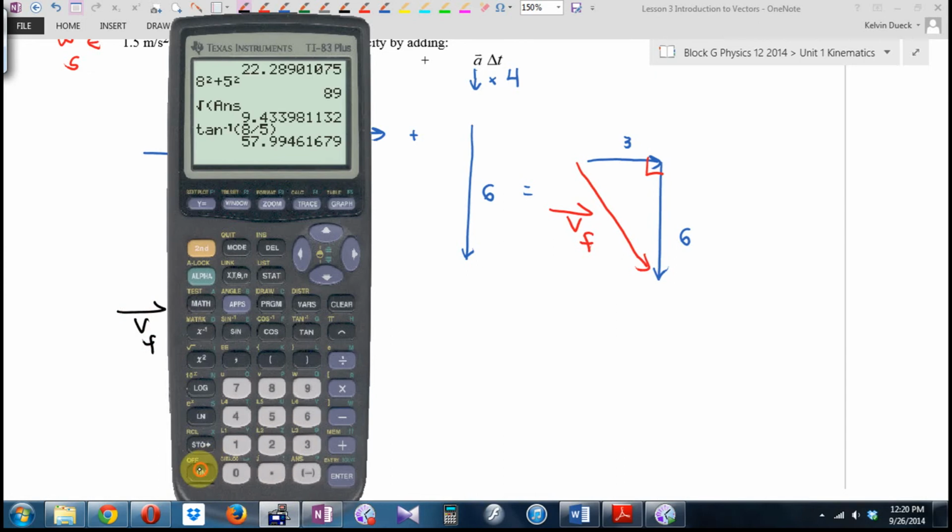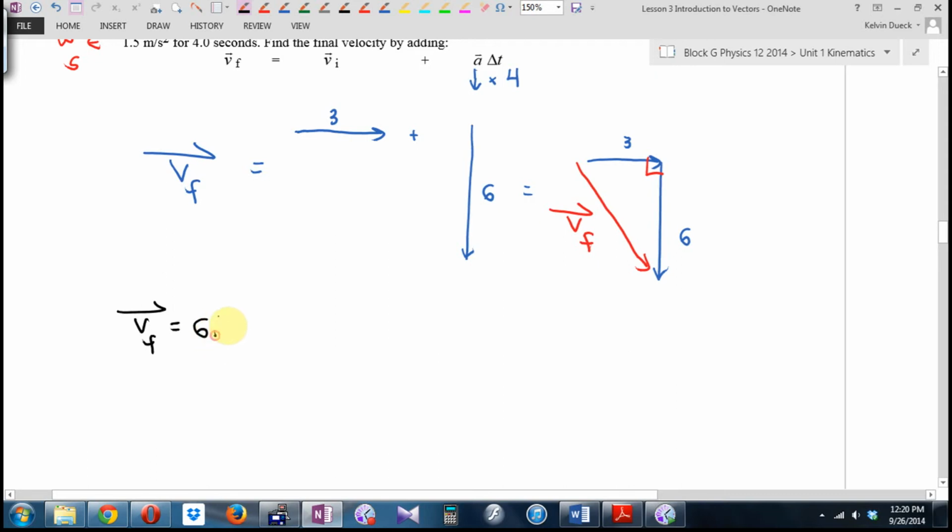It's going to be, because I have a good calculator, 3 squared plus 6 squared, square root of 45. 6.71 to 2 or 3 sig figs. I'll go to 3 sig figs. Meters per second. Now that's the speed. How do I change this into a velocity?